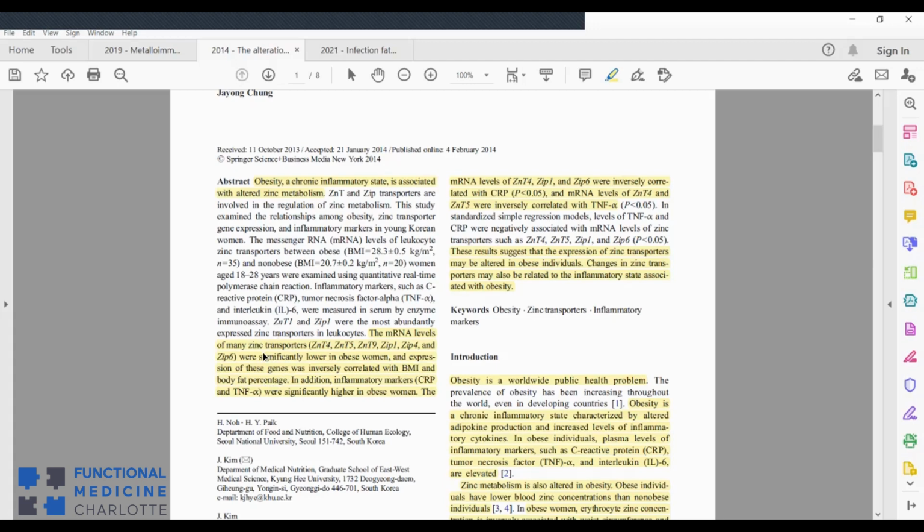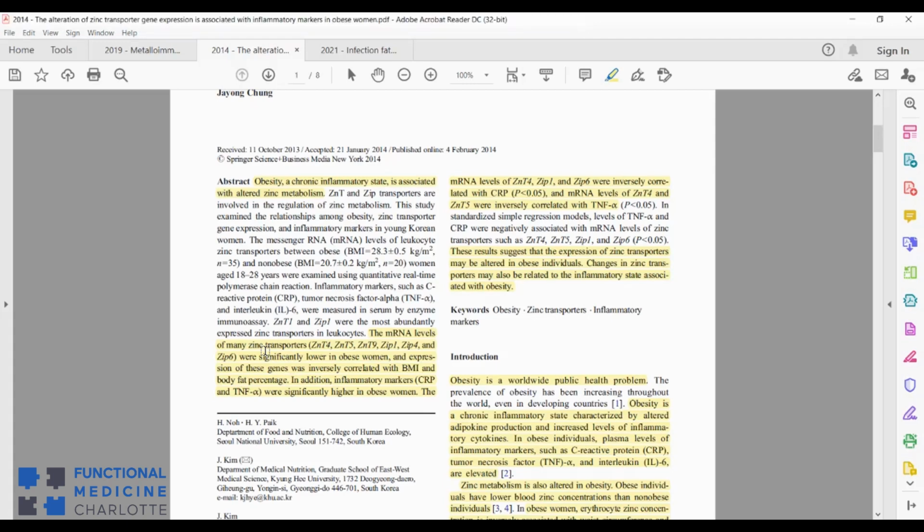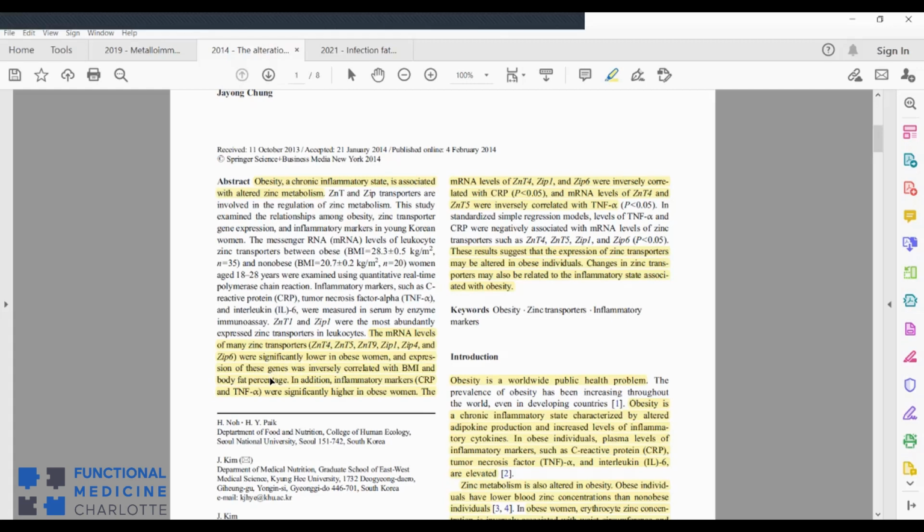So what that says is we have genes that produce zinc transporters. Zinc transporters carry zinc into and out of cells. And obese women have significantly lower levels of zinc transporters. And that's inversely correlated with BMI and body fat. So the higher your body fat, the lower your zinc transporter levels.